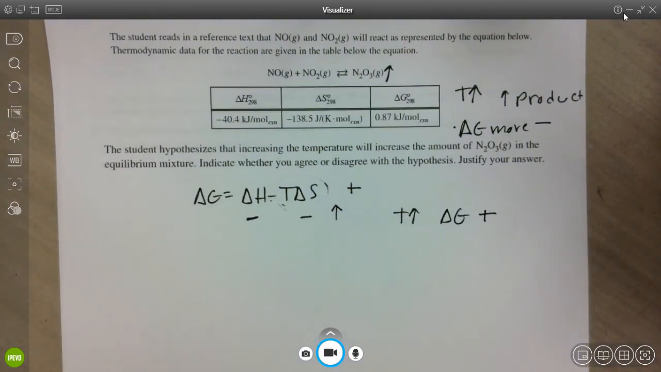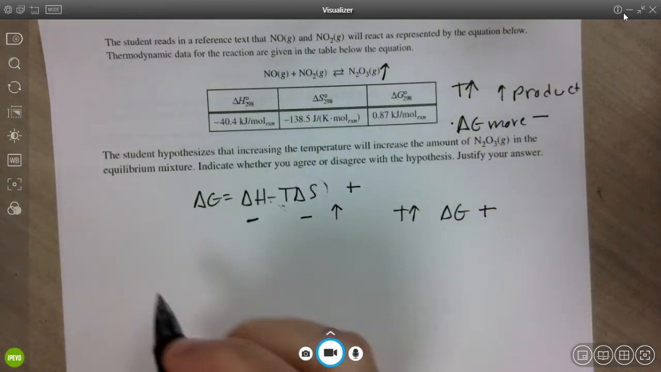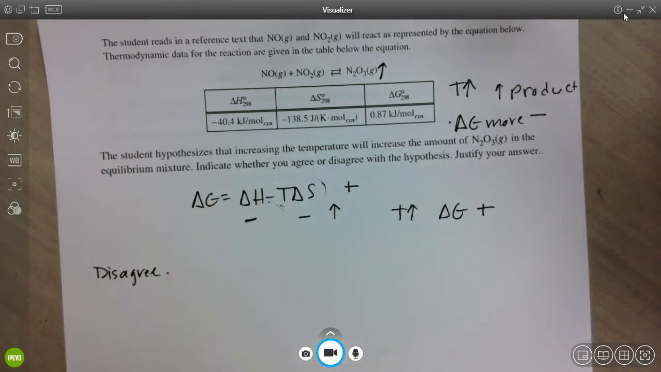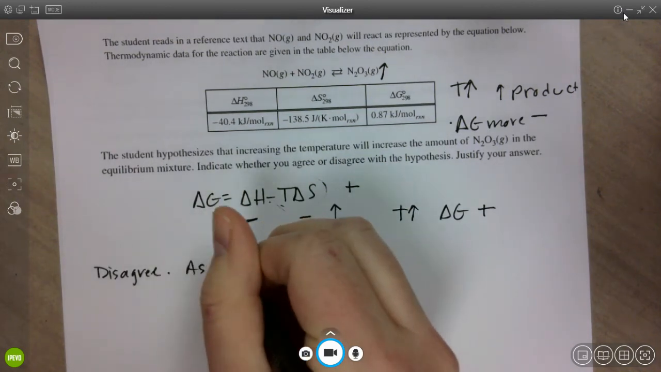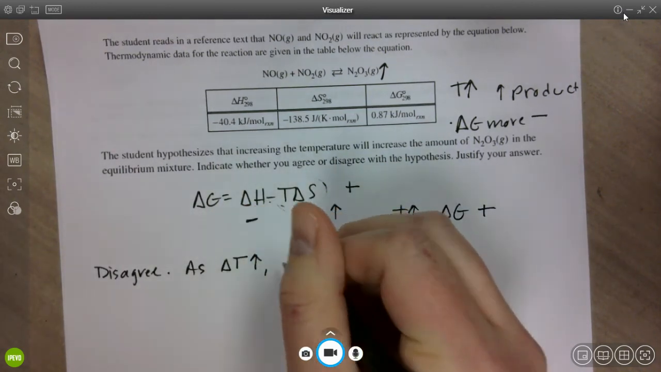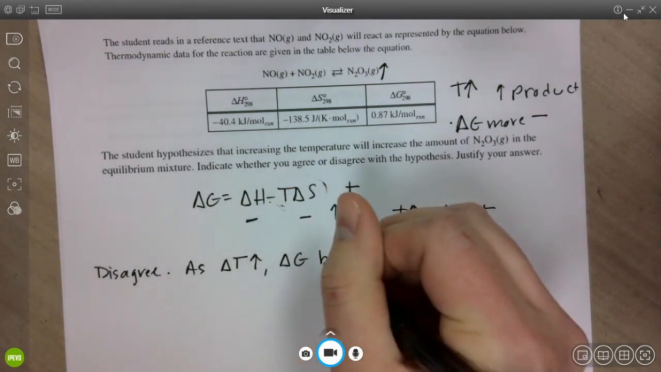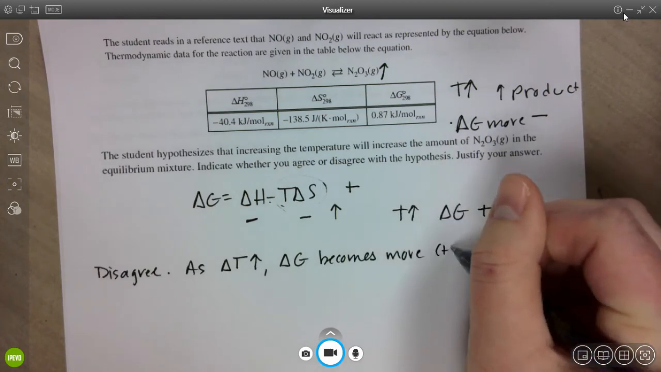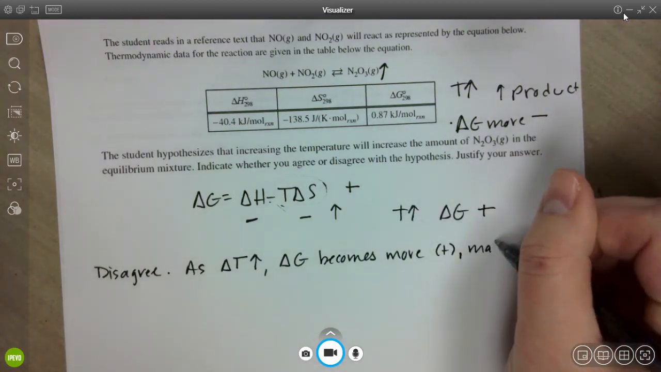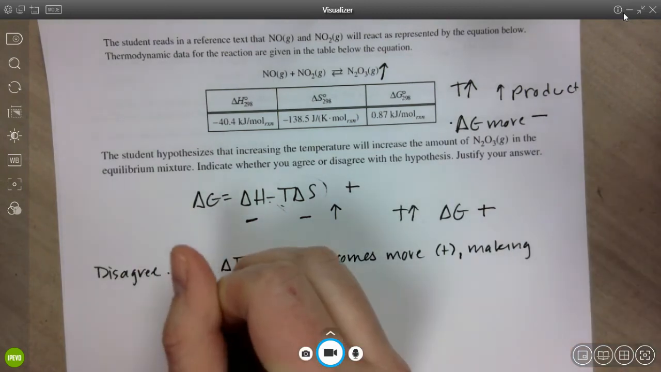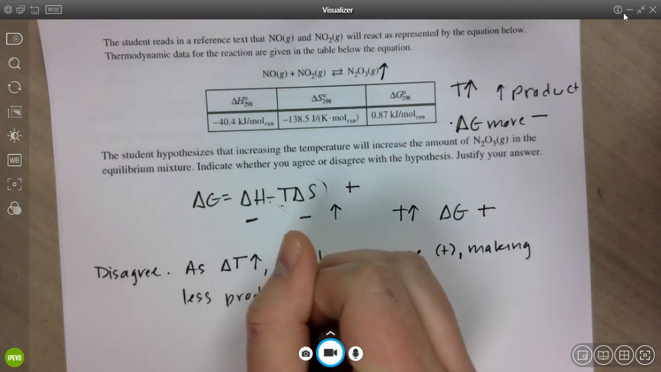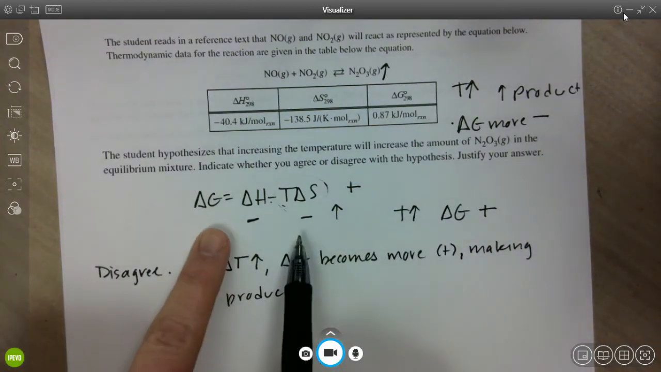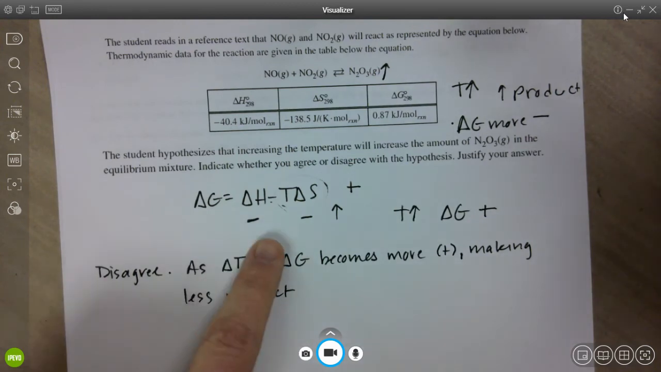So what we need to do is answer the question first of all. We're going to disagree with them and then justify our answer. So we're going to disagree, okay? Then we're going to say, as T increases, delta G becomes more positive, making less product. Now, I think this is a sufficient explanation if you have this equation here. So you've got the math logic going here.